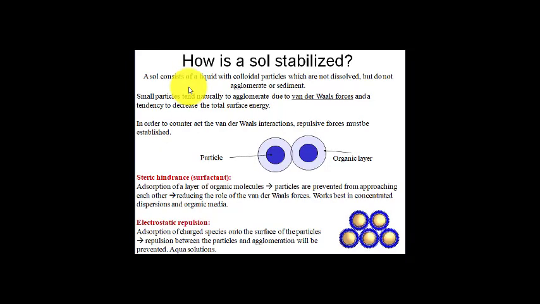So starting from how is a sol stabilized? A sol consists of a liquid with colloidal particles which are not dissolved but do not agglomerate or sediment. Small particles tend naturally to agglomerate due to van der Waals forces and a tendency to decrease the total surface energy. In order to counteract the van der Waals interactions, repulsive forces must be established.